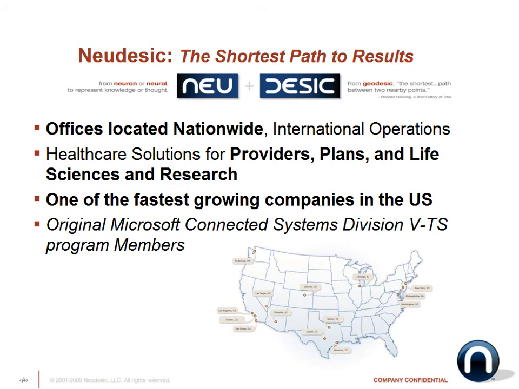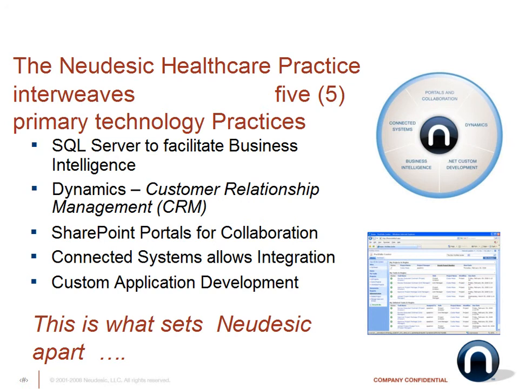Now, first on Neudesic, we have offices located nationwide, and we also have international operations. We've delivered systems across the full spectrum of healthcare, including clients ranging from providers to plans and life sciences and research as well. Inc. Magazine has rated us one of the fastest growing privately held companies in the United States. And finally, we are also the original members of the Microsoft Connected Systems Division Virtual Tech Specialist Program, as they call it, which means that BizTalk Server and connectivity and collaboration and really knowledge-driven healthcare are a major core competency for us.